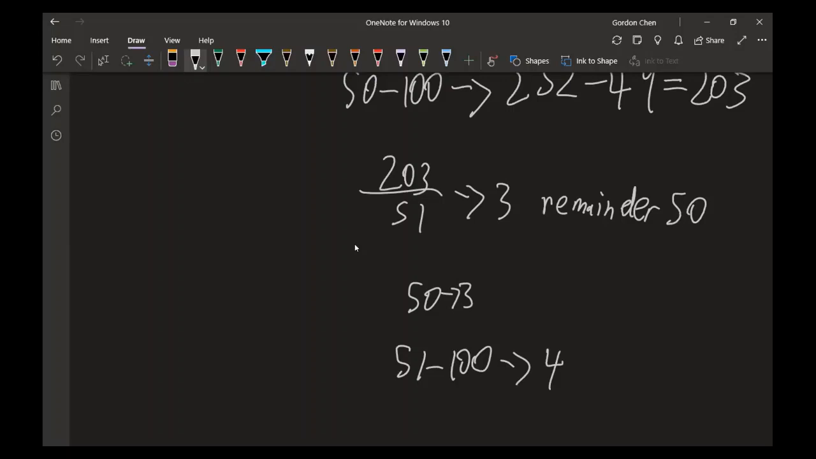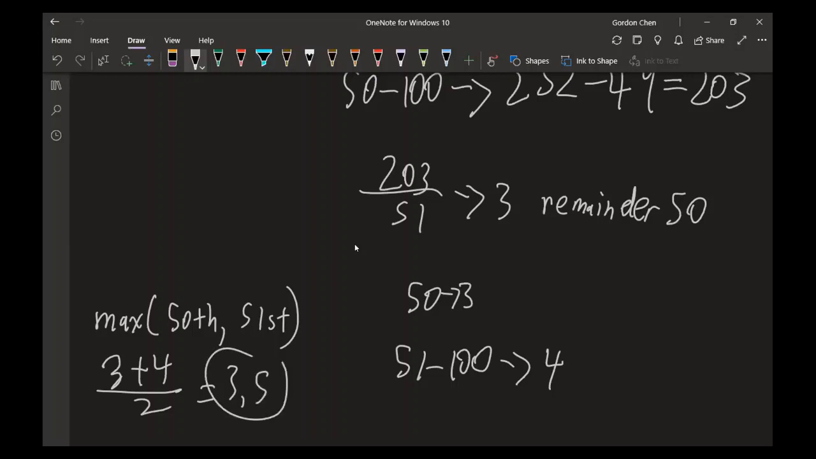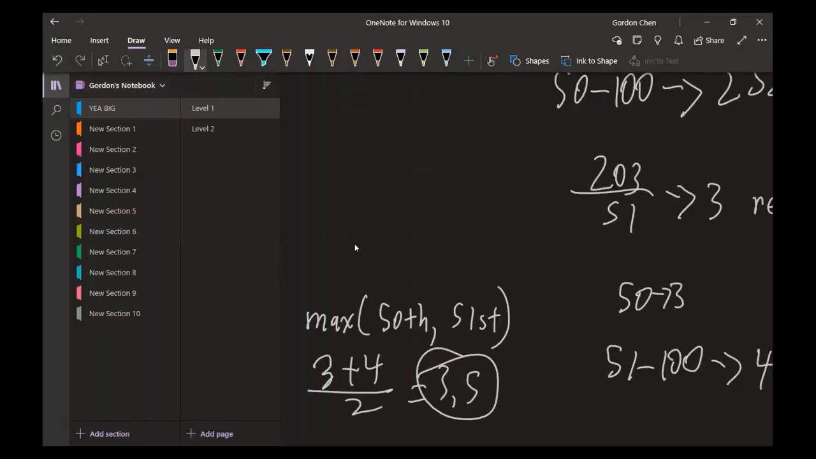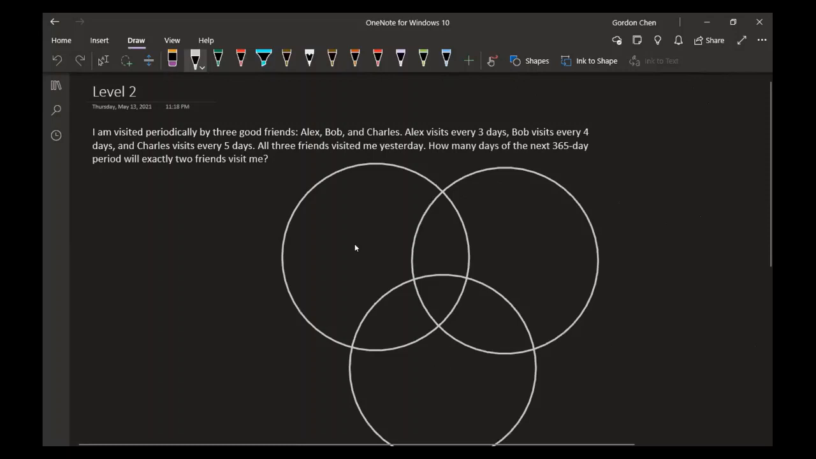And what we want to find is the maximum of the average of the 50th term and the 51st term. So that is 3 plus 4 divided by 2, which is 3.5. So that is the maximum median. Does anyone have any questions? Okay, I'm gonna move on to the next one then.